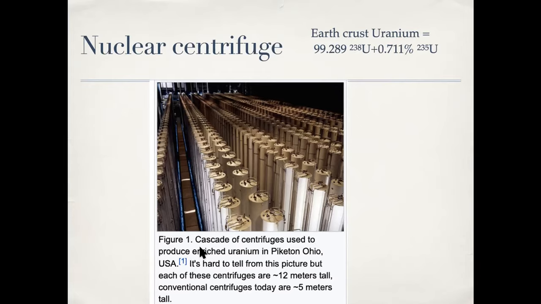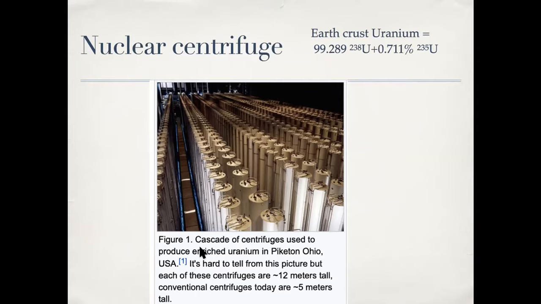So what are those centrifuges? These are centrifuges which are peculiarly built. They are very thin tubes of a particular kind of steel, which rotate at enormous frequencies. And they are used in order to separate, by the centrifuge principle, the two isotopes of uranium.